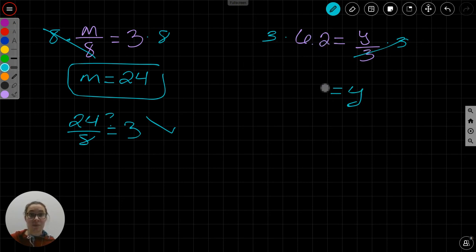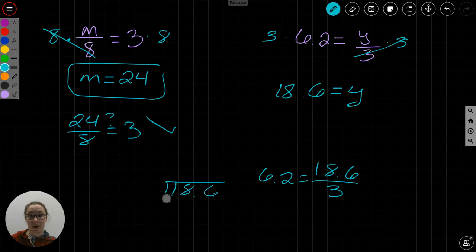6.2 times 3 is 18.6. And I can check this. 18.6, not 0.8. Write what you're saying, not what you're thinking. 18.6 over 3 equals 6.2. Well, I can check that. 18.6 divided by 3. That goes in there 6 times.